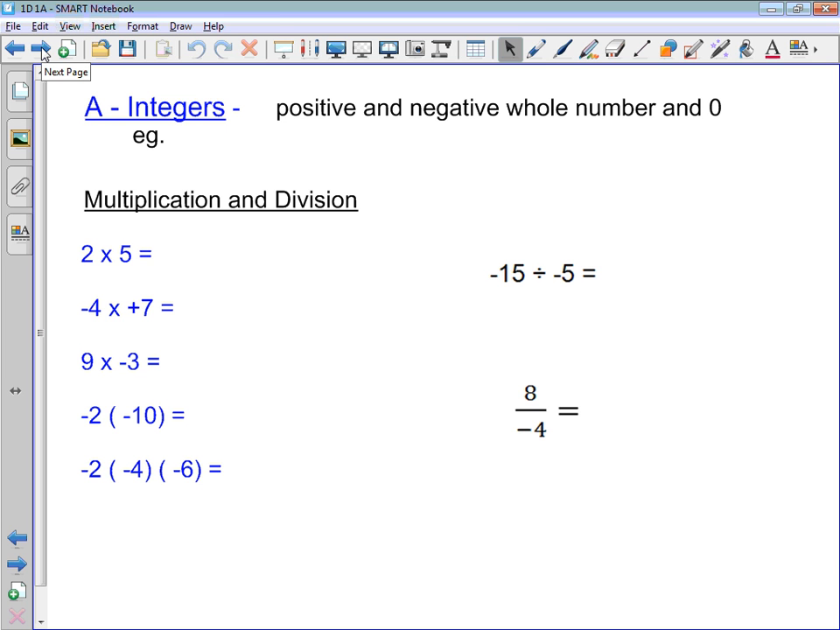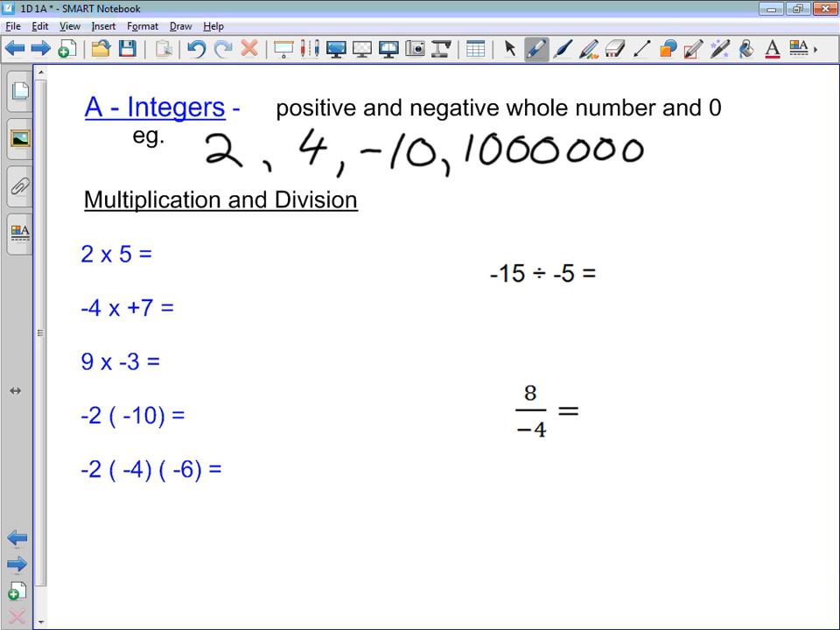So first thing, what are integers? Well, integers are all of the positive and negative whole numbers and 0. Okay, so what are some examples of integers? Well, 2 is an integer, 4 is an integer, negative 10 is an integer, 1,000,000 is an integer.